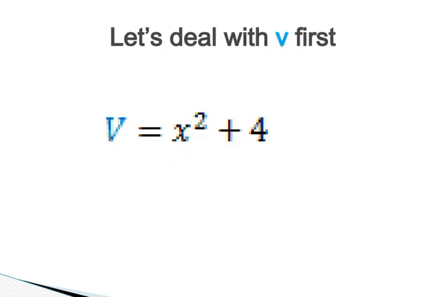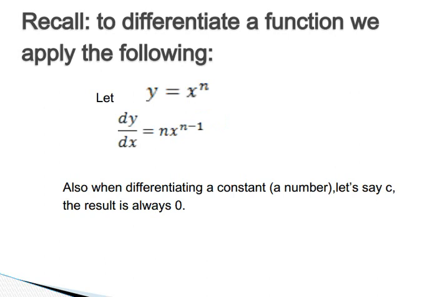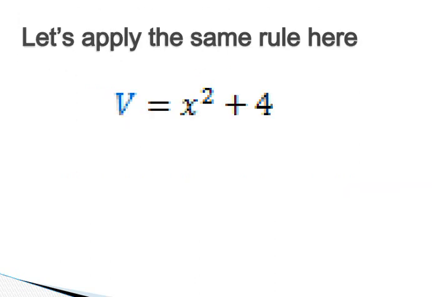Let's deal with v first, which is x squared plus 4. To differentiate a function, we apply the following. Let y equal x to the power of n, and then dy dx will become n multiplied by x to the power of n minus 1. Also, when differentiating a constant, which is a number, let's say c, the result is always 0.